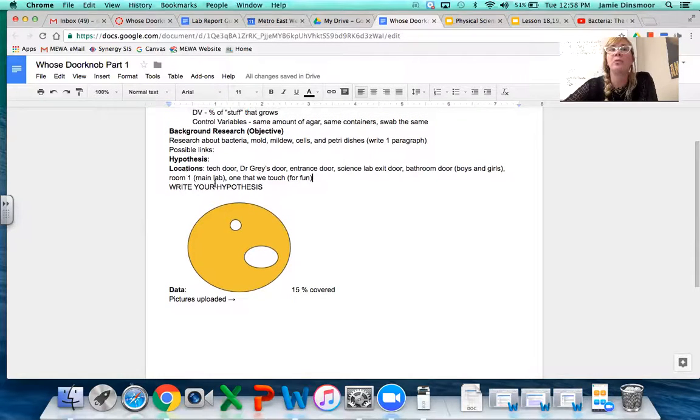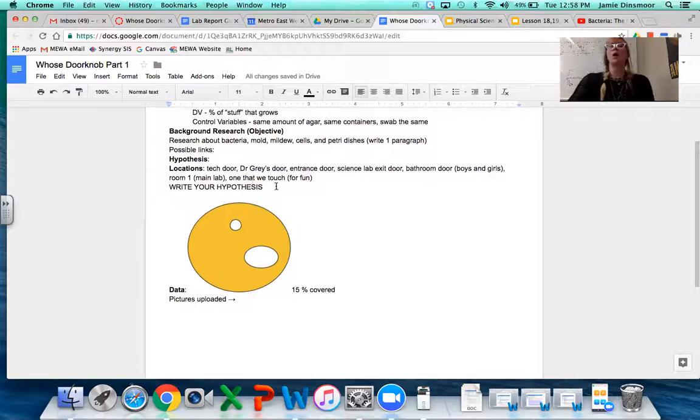So you're going to write your hypothesis based on which one of those doors you think is going to grow the most stuff, right? If you're doing this at home, you don't have to do that many doors. You can do 2, and you'll write a hypothesis in that case that actually just talks about your 2 locations.